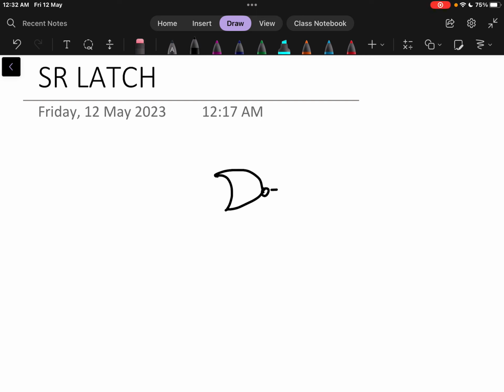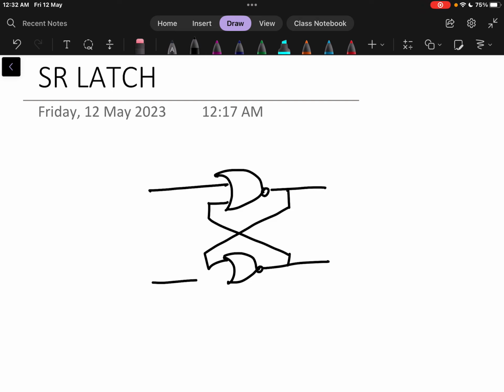Basically, there are two NOR gates which are kept parallel to each other, and they are given feedback from one another, like a cross connection is made like this, and the inputs are given to the NOR gates. So here is the S, here is the R. We will understand why it is called an SR latch as well. And here the output is taken as Q and the other output is taken as Q bar.